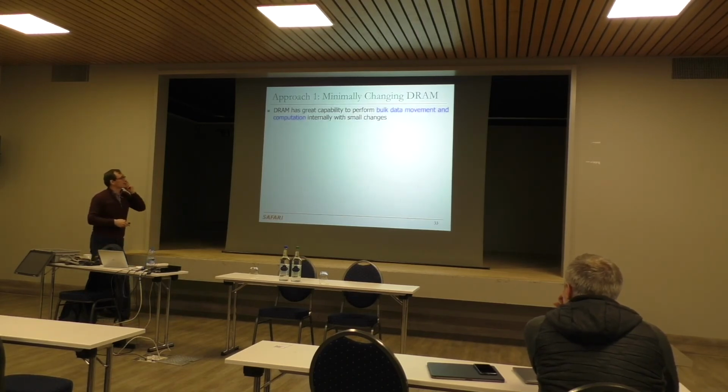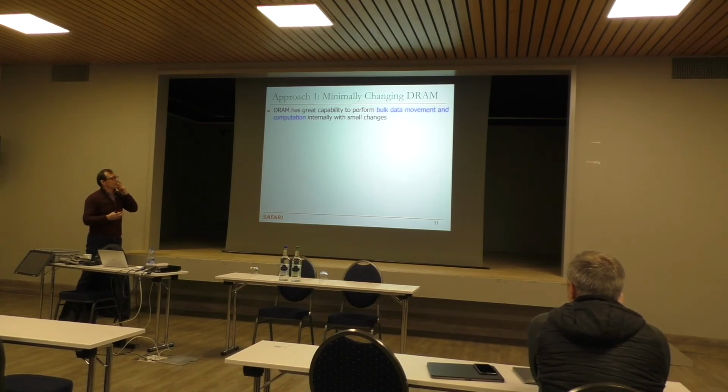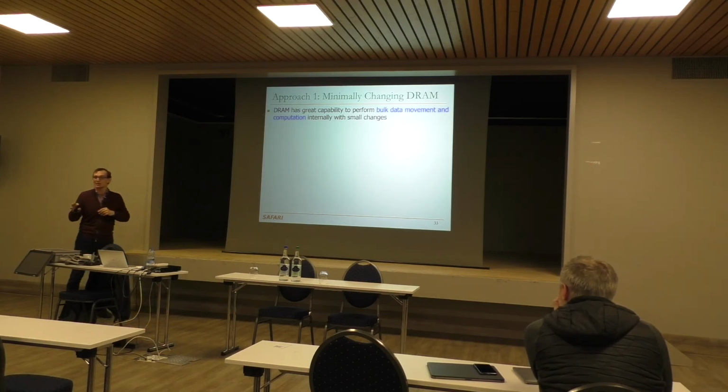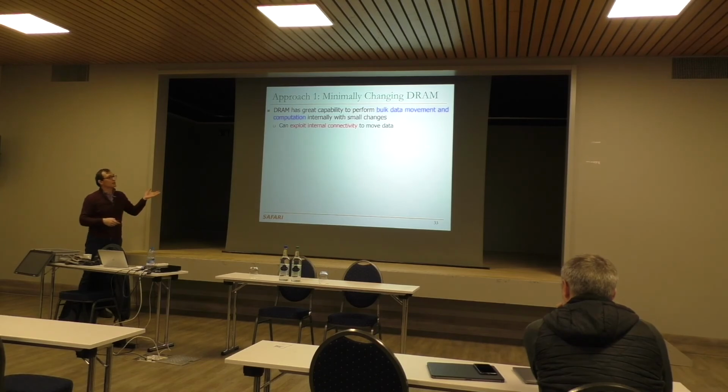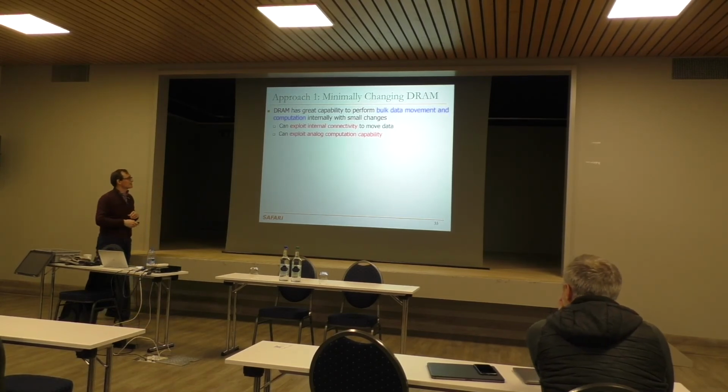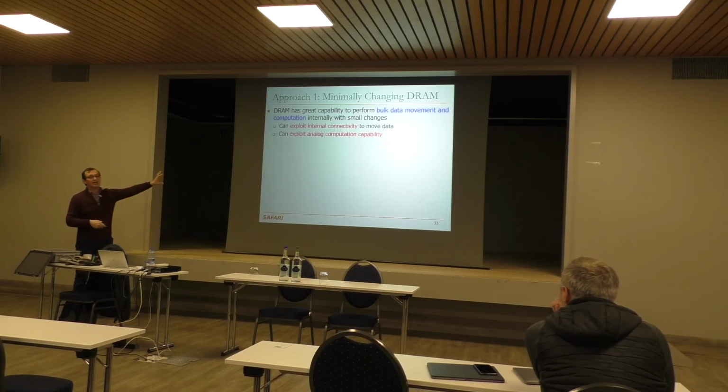Okay, let's talk about the first one. So what does minimally changing memory mean? Basically, any type of memory, DRAM is a specific case, has great capability to perform bulk data movement and computation internally with small changes. You can exploit internal connectivity to move data. You can exploit analog computation capability inside the memory. And this is true for non-volatile memories as well. And you can, of course, add more. You can add more internal connectivity to move data within the chip. You can add more to do more computation, analog and logic. But if you keep adding more, the cost increases. But there's some natural computation capability that's already there, and we'll talk about that.